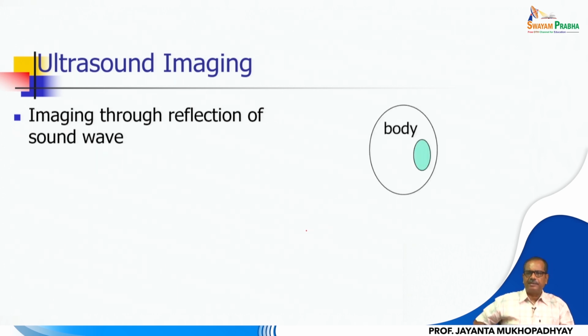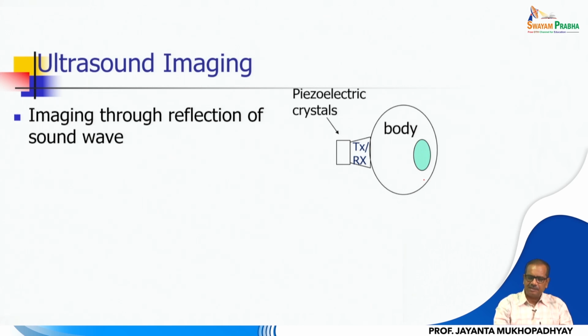So in this case, suppose there is an object inside the body, and there is a piezoelectric transmitter which generates the sound wave. So it acts both as a transmitter and a receiver; it's a transducer. It basically transforms electrical energy into sound energy, and then converts it back. These piezoelectric crystals perform this.